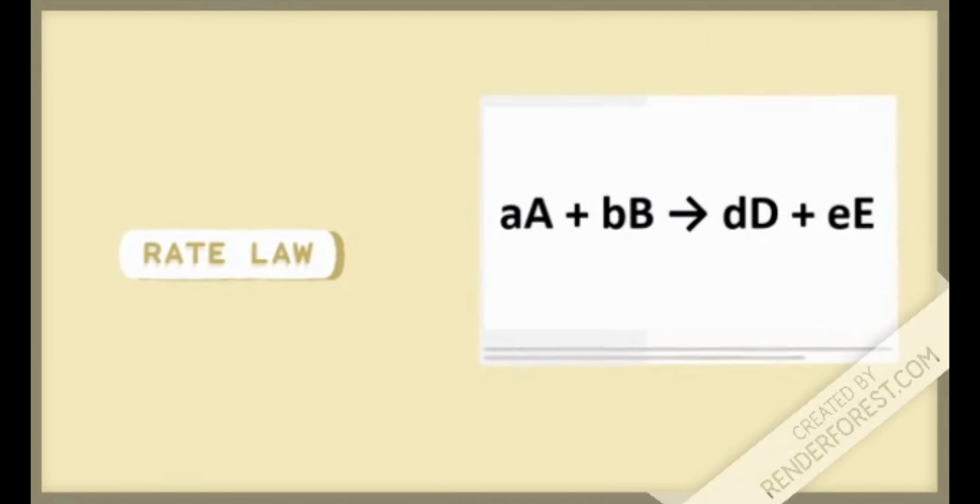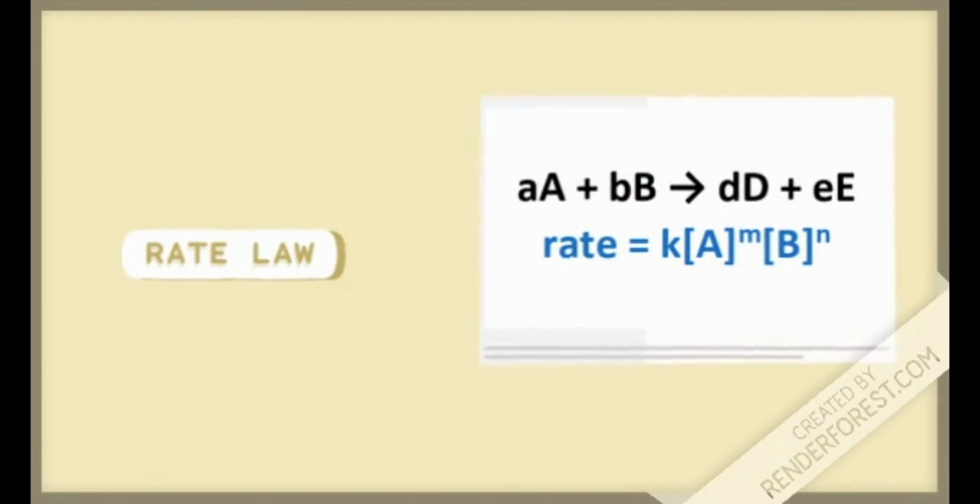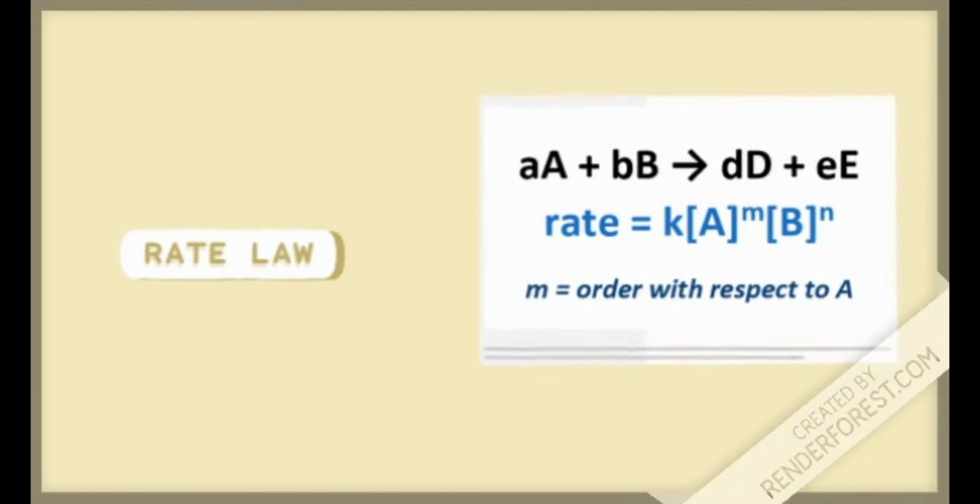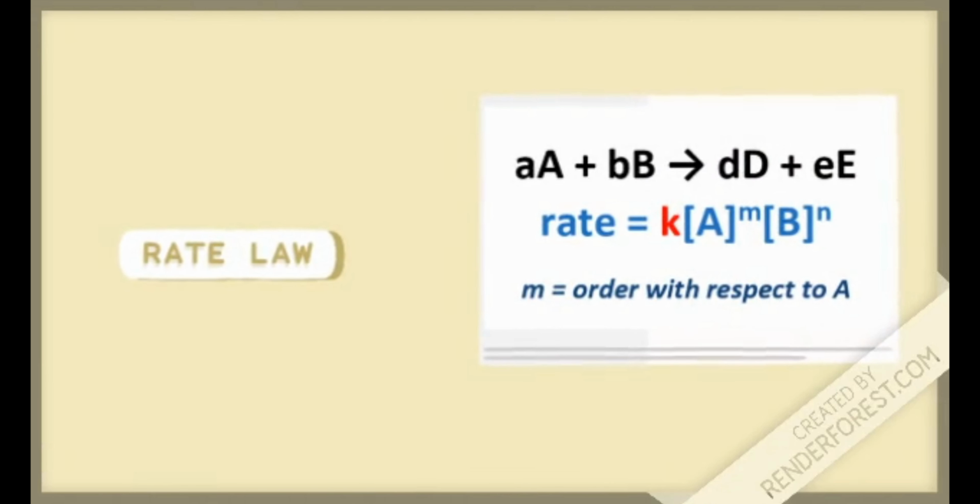Let's say we have the following generic reaction. We would write the rate law by representing the concentration of each reactant raised to an exponent that reflects the reaction order. These exponents are not related to the stoichiometric coefficients from the chemical equation and must be determined experimentally, and there is also a rate constant k, which is a proportionality constant between rate and concentration.